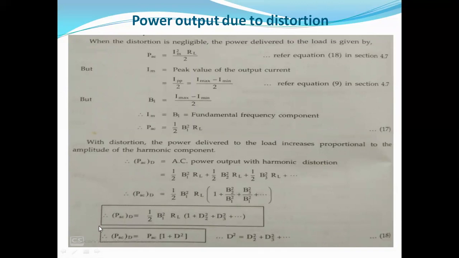So here this equation represents the power due to all the harmonic components. That is, due to harmonic components. And we can also write it as PACD is equal to this term considered as PAC into 1 plus this total term, D2 square plus D3 square and so on. Consider that one as D. So that is this one. So this is the output power due to harmonic distortion. Okay. So thank you.